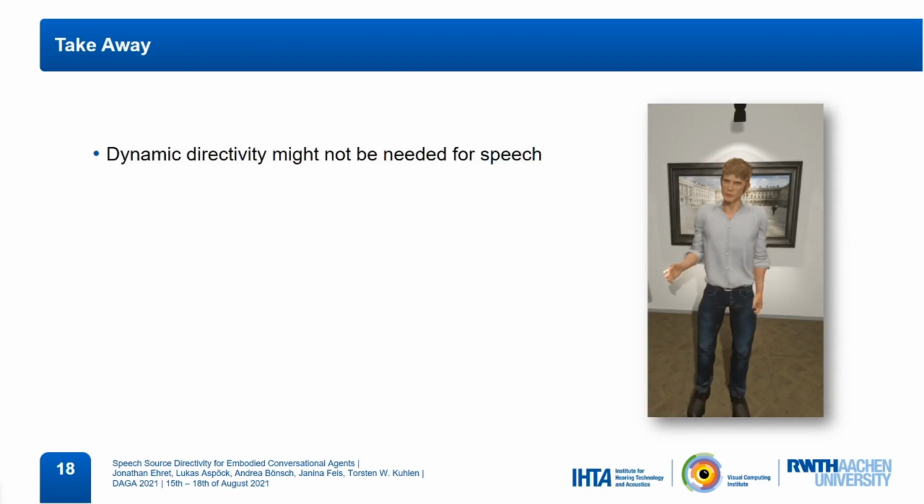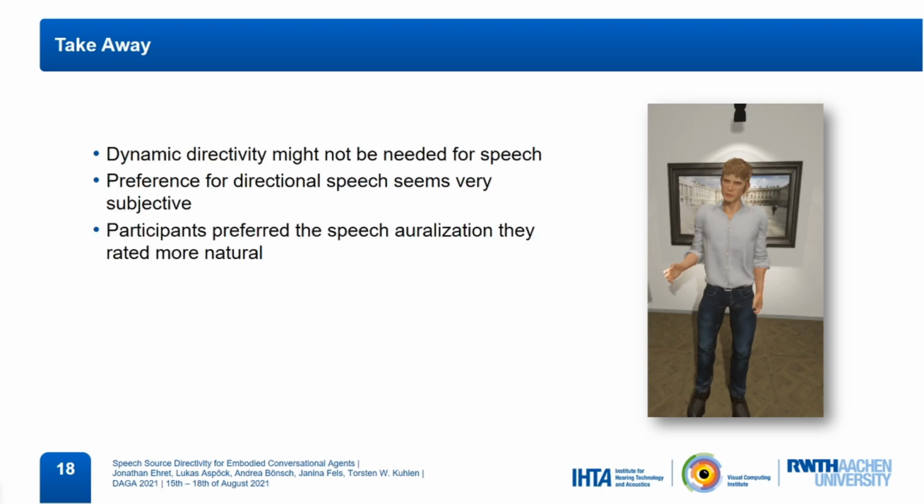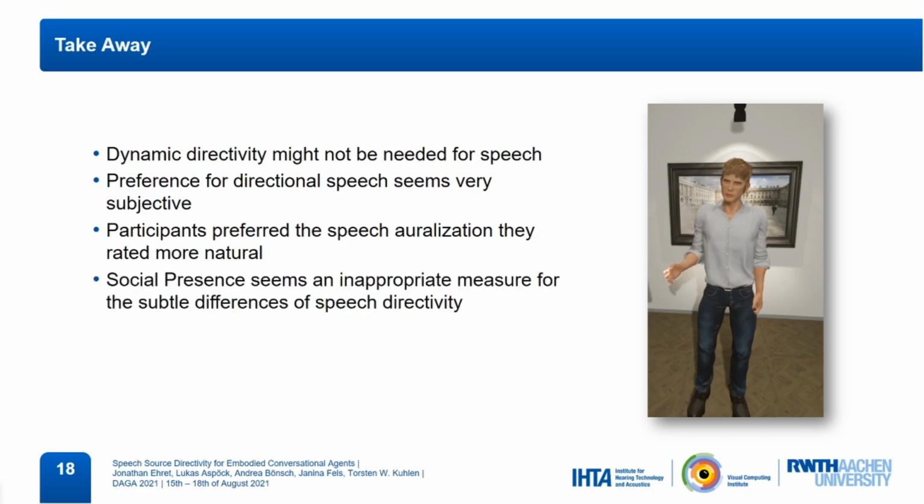So our takeaway messages would be that dynamic directivity, at least in the way we simulated it, might not be needed for speech, since it cannot be distinguished from just using a directivity filter averaged over all human phonemes, even when given full control to switch between those. Secondly, preference for directional or omnidirectional speech sound seems very subjective. This might be partly due to the speech perception, which becomes worse with more realistic rendering due to dampening effects and so on. However, our participants preferred the speech oralization which they rated as more natural, so striving for higher naturalness seems very worthwhile in this context of speech audio. And lastly, social presence, although being a well-established instrument in the ECA community, seems to be an inappropriate measure to find differences for such subtle changes like speech directivity, and we would not advise to use it for these kind of studies.